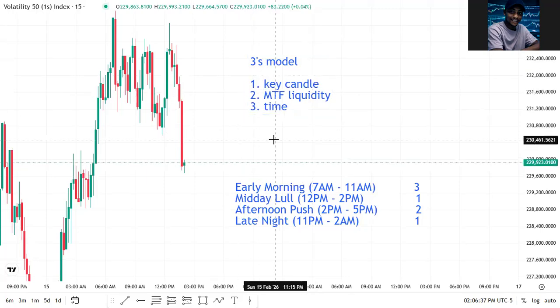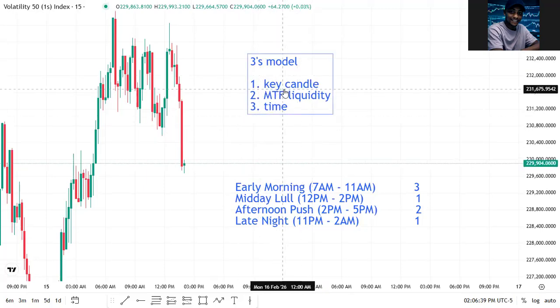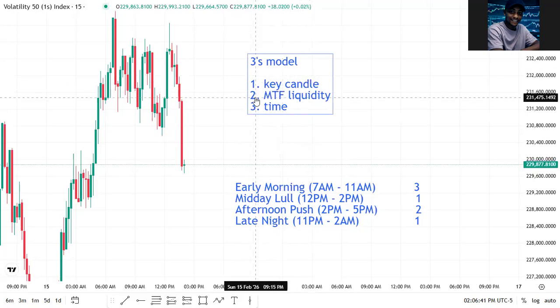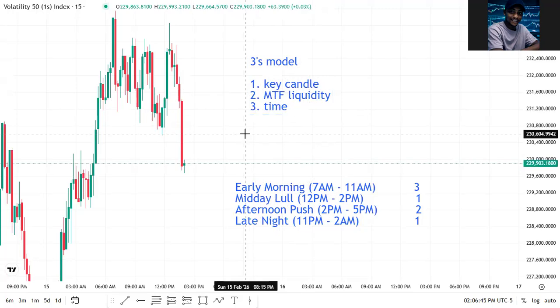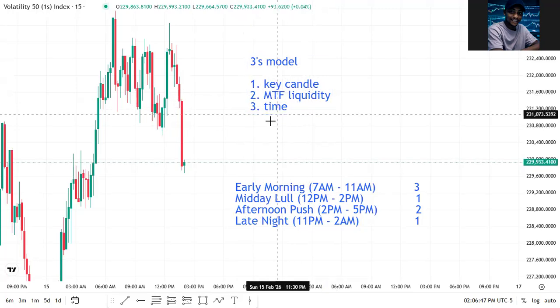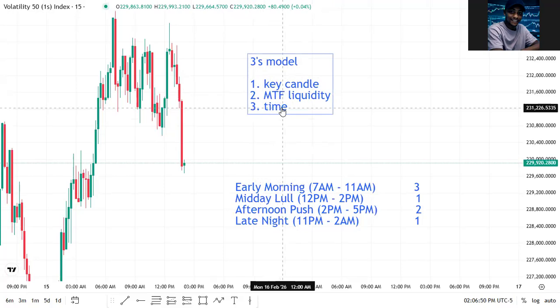And we only need three things, guys. The first one is key candle. The second one is mid time frame liquidity. Then lower time frame liquidity, right? And time, which is very important.